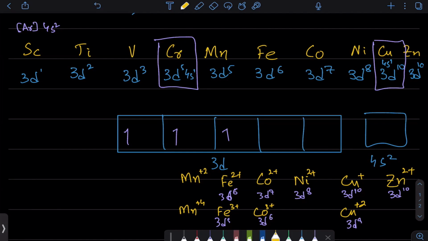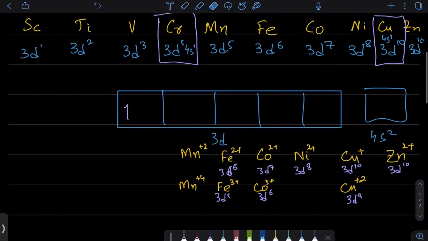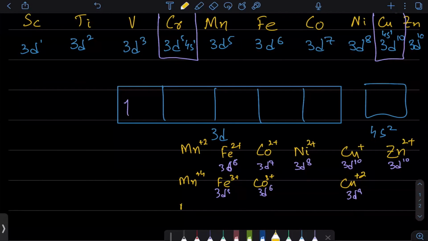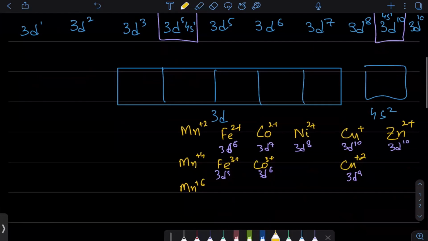And then manganese can also remove 2 more. Okay. And that will give the manganese plus 6. That's also there. And then manganese can also remove the 3D ka aakhri wala, and that is manganese plus 7.